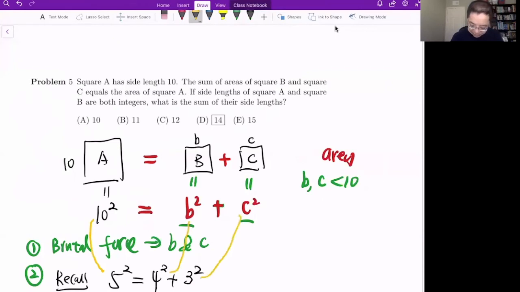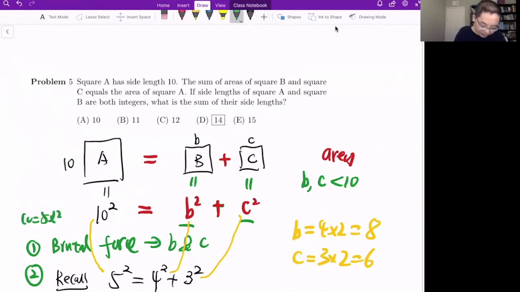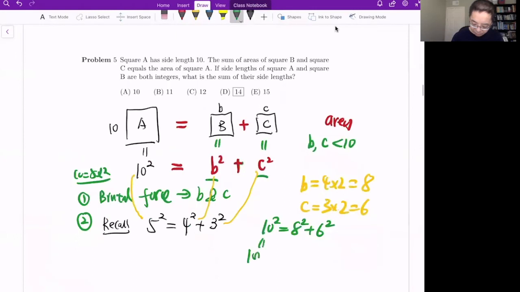So, okay, great. This is just multiplied by 2. So my B, I can just choose 4 times 2, which is 8. I can choose C as 3 times 2, which is 6. And you can check, this 10 is indeed 5 times 2, right? Then you can check this 10 squared is indeed 8 squared plus 6 squared, right? Because this is 100, this is 64, and this is 36.